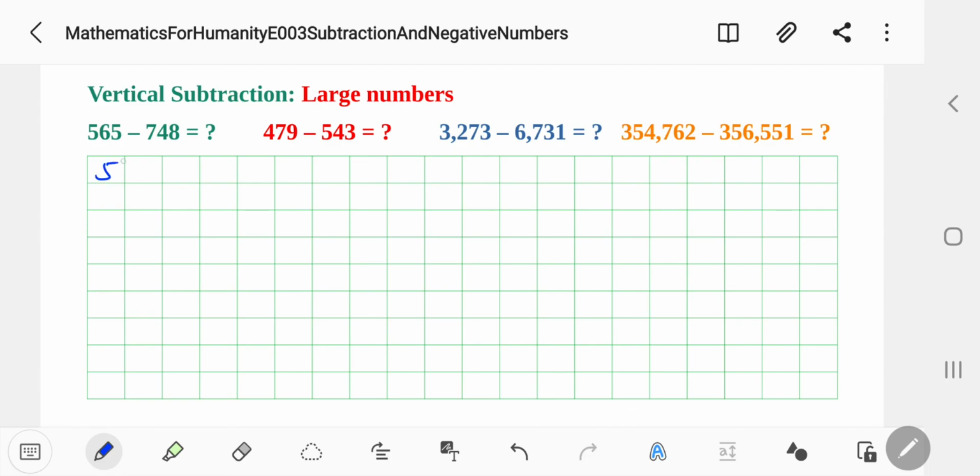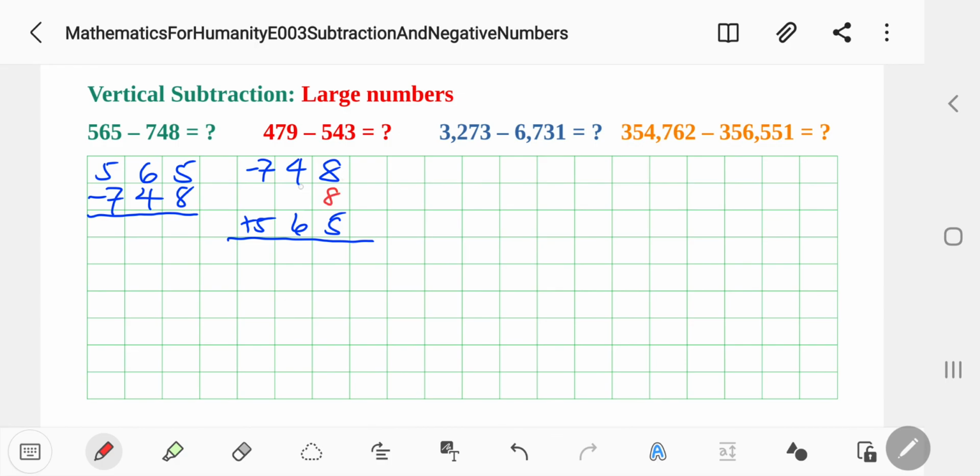You have 565 minus 748. This is equal to... So what will you do? We have to reverse the order. So you have negative 748, because you're now subtracting a larger number from a smaller number, and so you have to reverse or interchange the two numbers. Then you have plus 565 here. I'm sorry, I have to do it here. Plus 565 there. So you bring down 8.